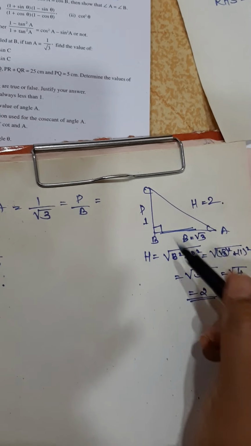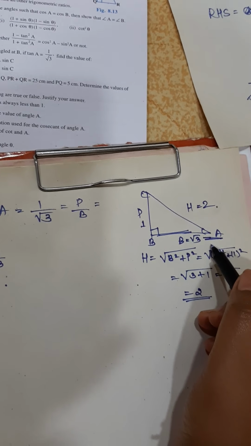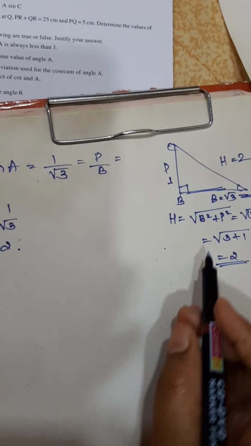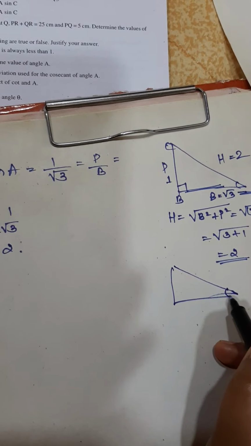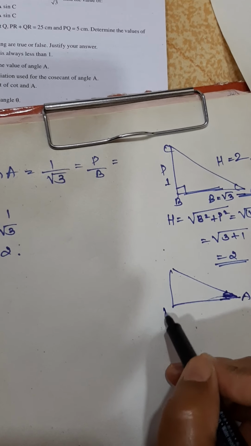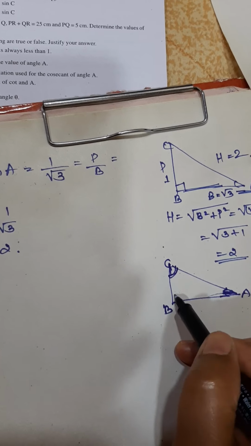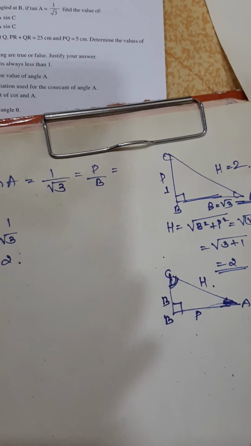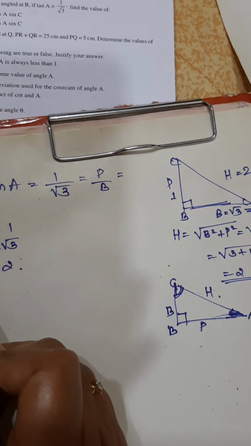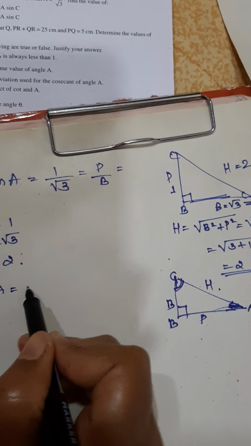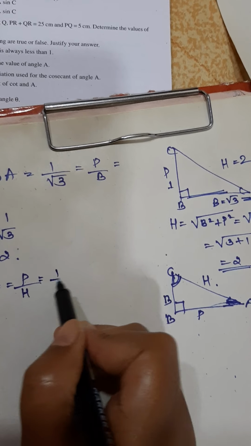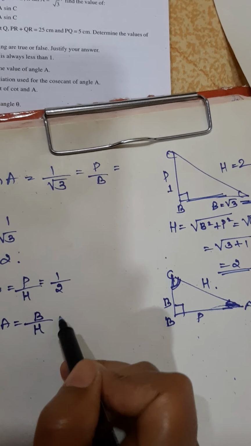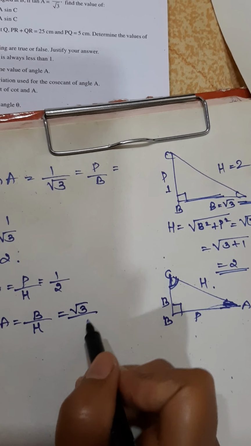This thing we got according to angle A. Again for angle C, in the same triangle A, B and C, this is our base, this is our perpendicular, and hypotenuse is same. So by this angle A, we can find out sin A is equal to P by H. What is our P? 1 by 2. Cos A is equal to B by H. What is our B? Root 3 by 2.